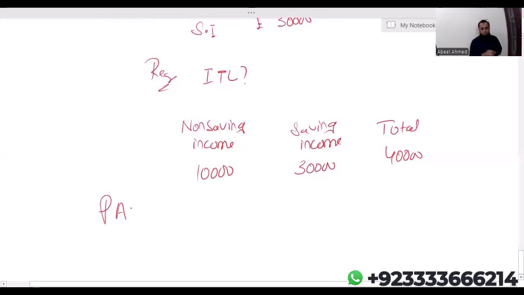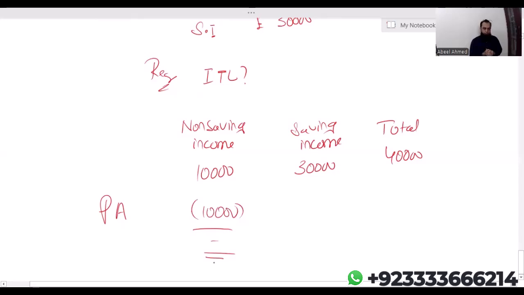If your non-saving income is less than personal allowance, it means you will not be able to utilize your entire personal allowance against the non-saving income. Like in this question, obviously, first of all, I'll be deducting 10,000 from the non-saving income. Now listen to me carefully. Individual gets personal allowance 12,570. We have used only 10.